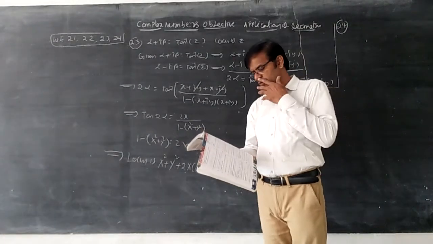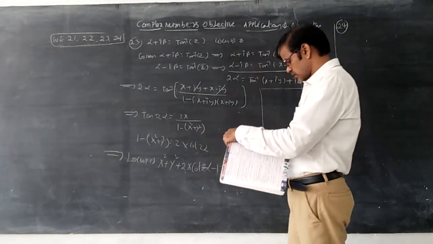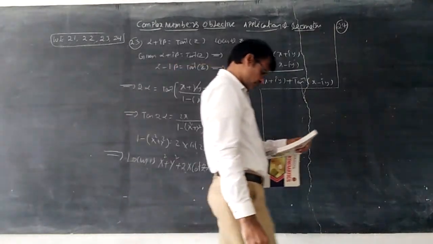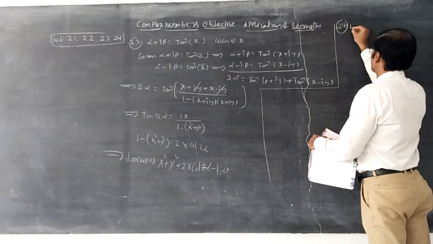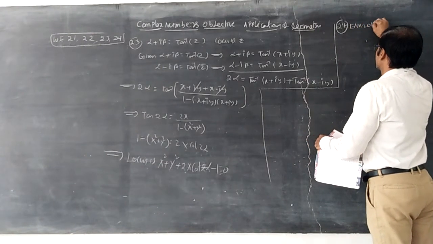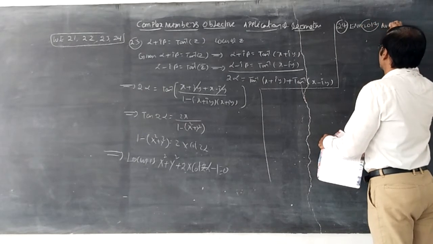Look at example 24. The number of solutions of z cube plus z bar is equal to 0. Number of solutions of z cube. This is an MSET 2014 question. Number of solutions.